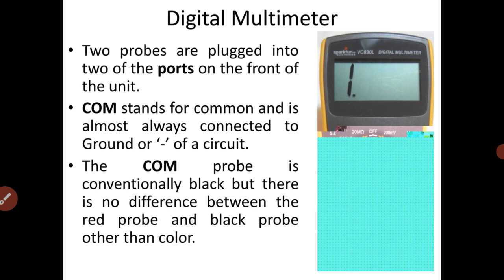In a digital multimeter, two probes are plugged into two of the ports on the front of the unit. COM stands for common and is almost always connected to the ground or negative of the circuit. The common probe is conventionally black, but there is no difference between the red probe and black probe other than the color. This is only to identify the positive and negative terminals. Otherwise there is no difference between the terminals. Common or negative denotes the ground terminal and positive is used for connecting the positive terminals.